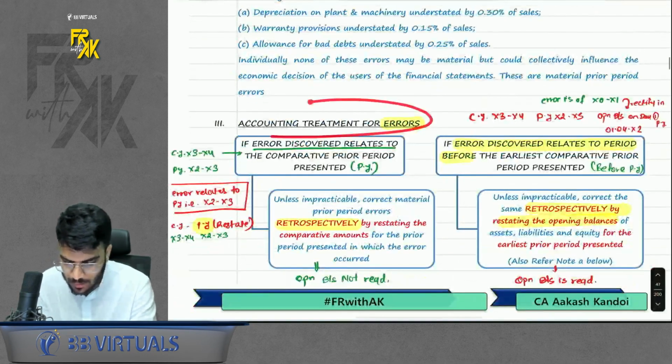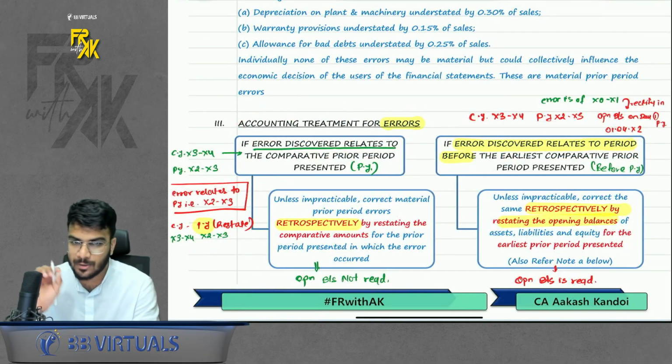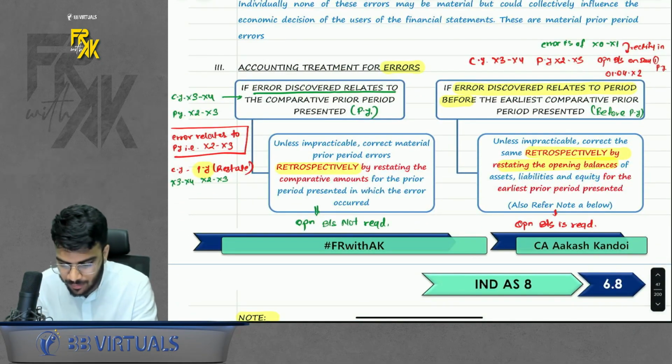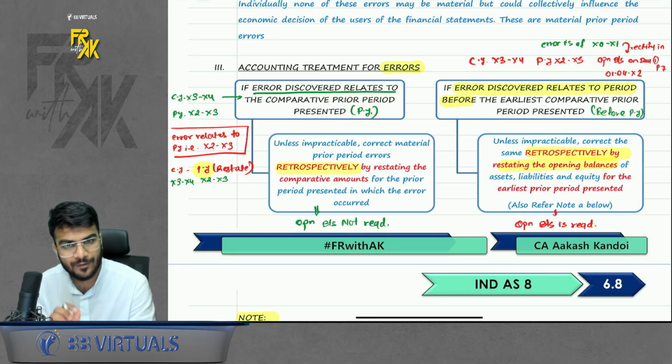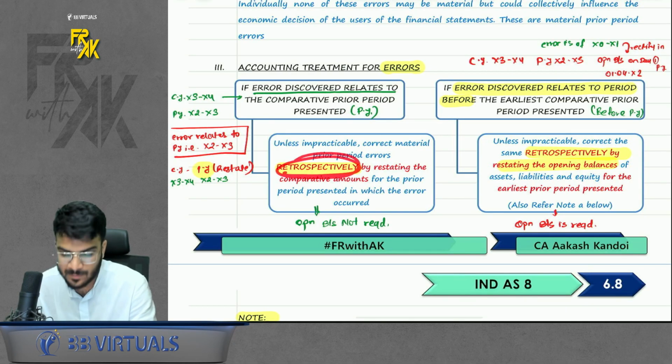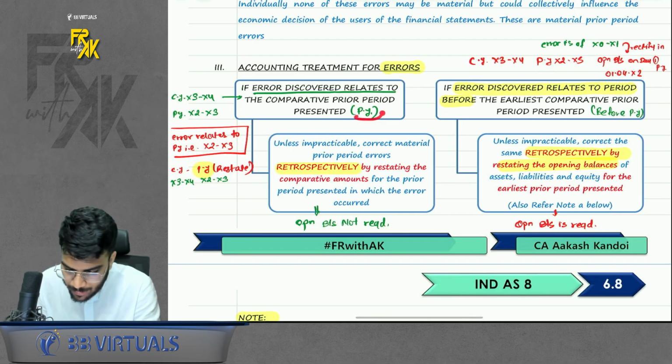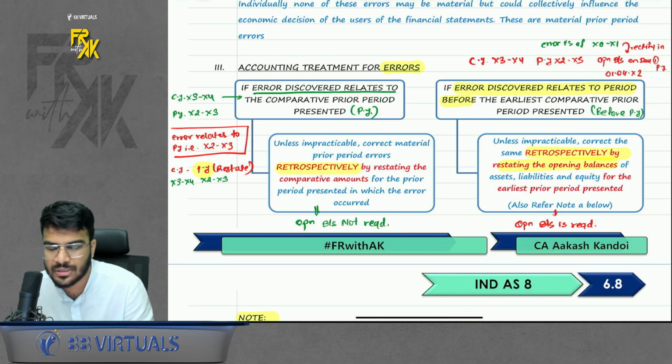Okay. Now, the accounting treatment of errors. Please listen to me carefully now. If the error relates to the previous year, how will you rectify it? You will apply it retrospectively. It means you will change the comparatives of the previous year. Because you are only changing the comparative of the previous year, an opening balance sheet is not required, because no amount will change the opening balance sheet.